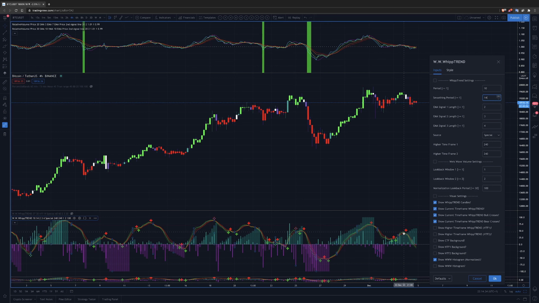Because here you have the buy signal on WhipTrend. You also have the buy signal on Weis wave, and you have the buy signal up there. So you would have been in a couple of candles earlier here.